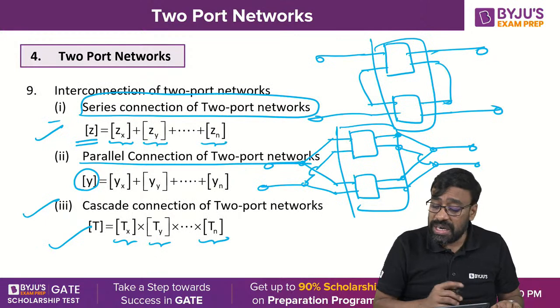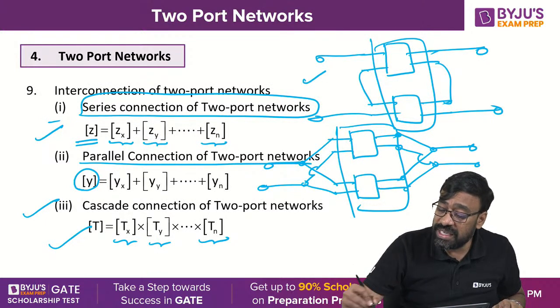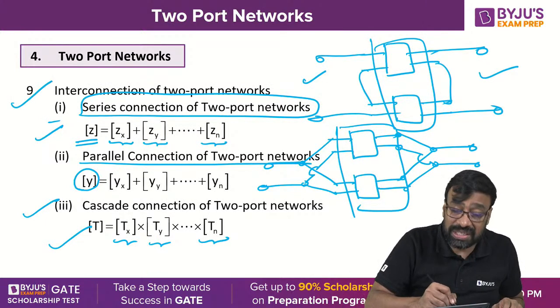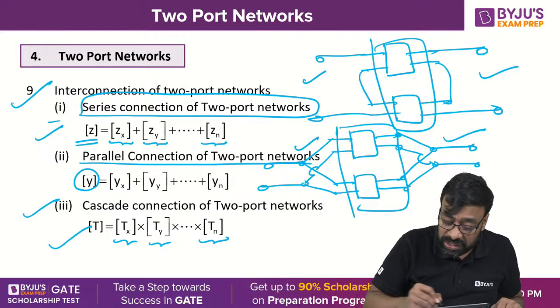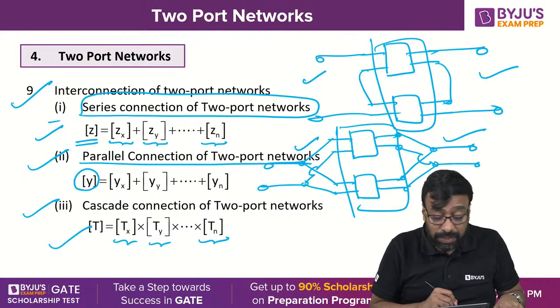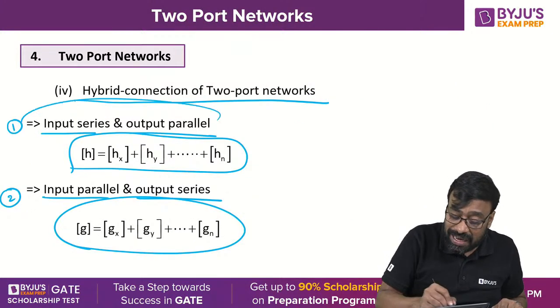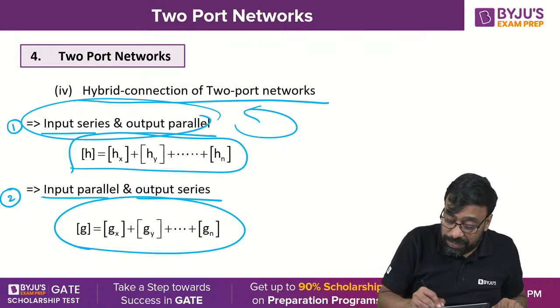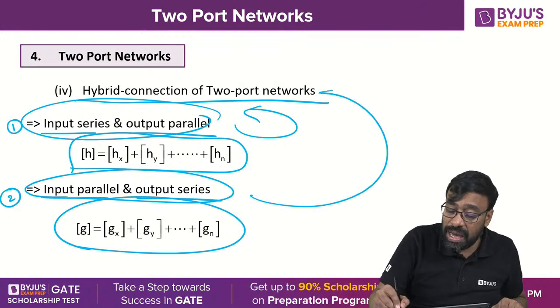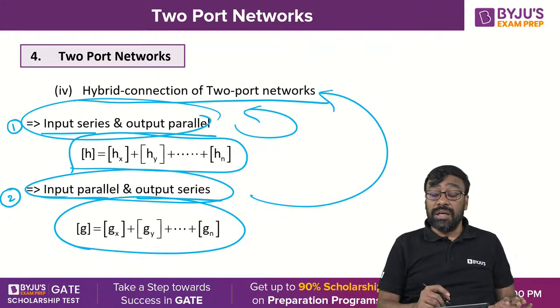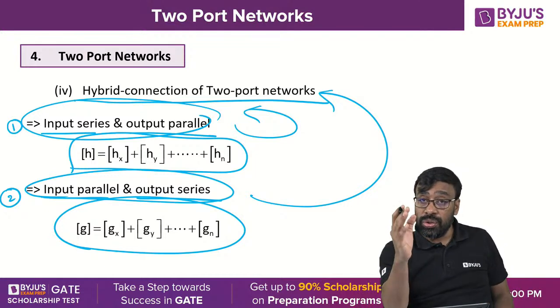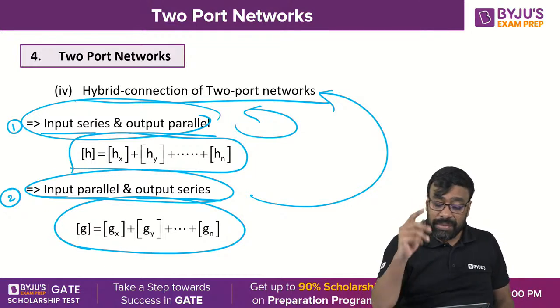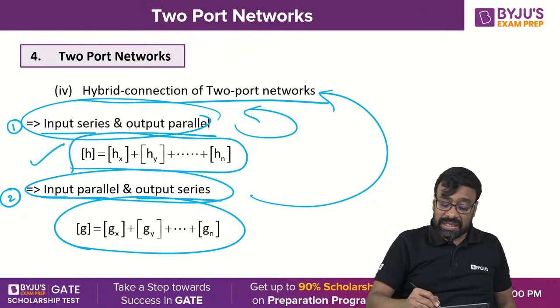Input side series, output side series, therefore it is called series combination. Input side parallel, output side parallel, therefore it is called parallel combination. But input side series, output side parallel, it is called hybrid. Input side parallel, output side series, then it is also called hybrid. Then the two-port networks can be replaced by a single equivalent two-port network. Those two-port network parameters will become, in the first case H matrix, in the second case what?